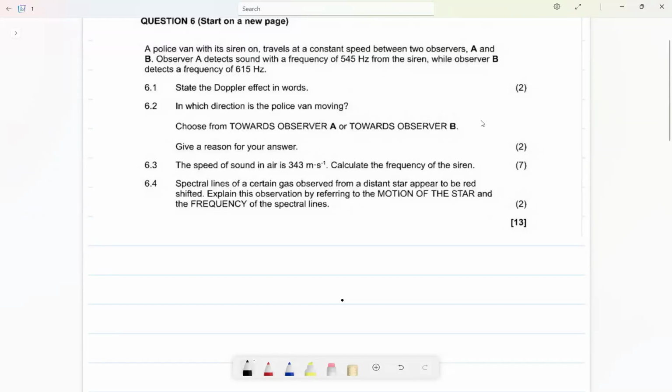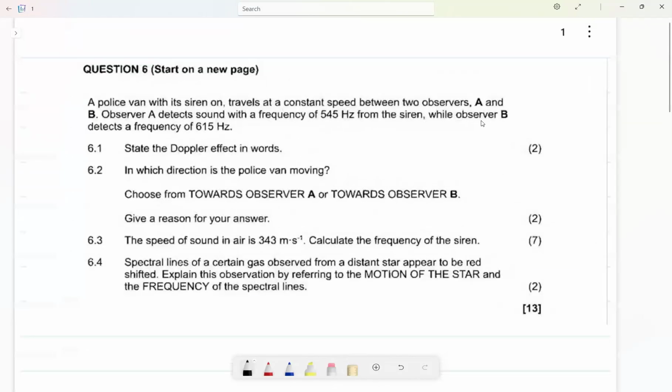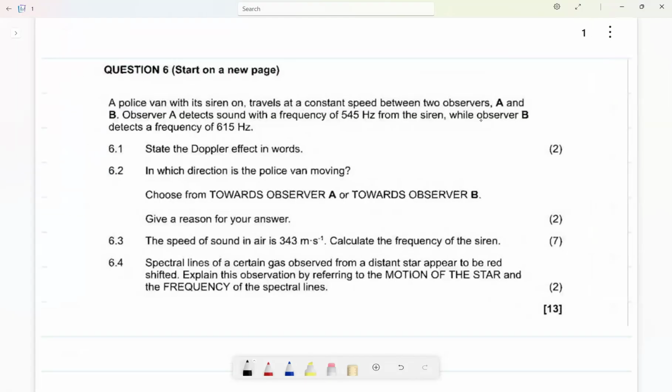In today's video, I want us to look at a Doppler effect type of question. It says a police van with its siren on travels at a constant speed between two observers, A and B. Observer A detects sound with frequency 545 Hz from the siren, while observer B detects a frequency of 615 Hz.